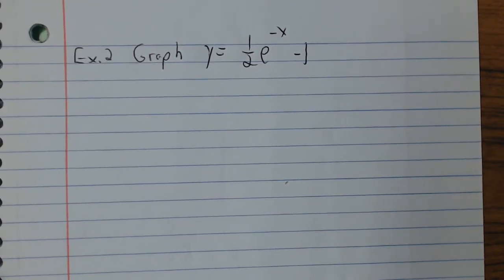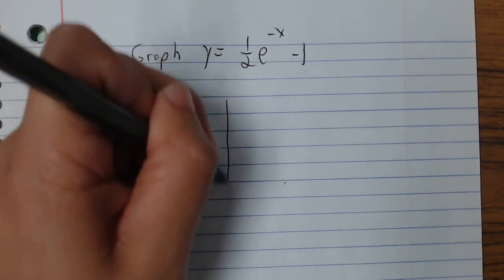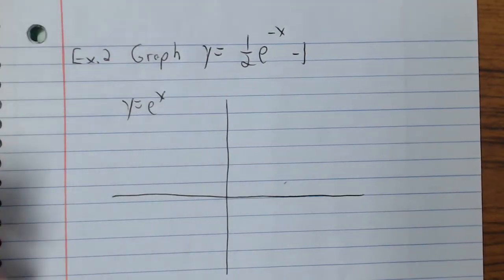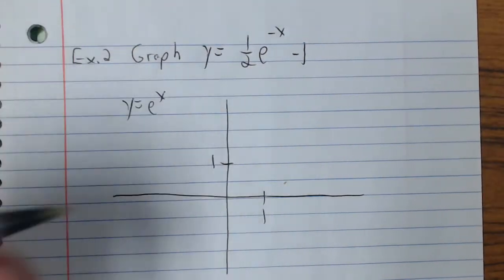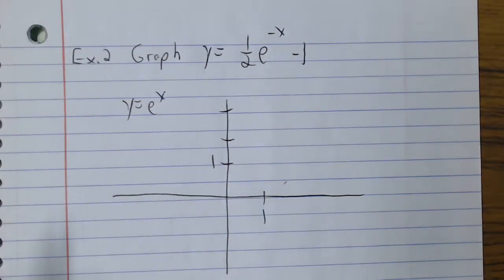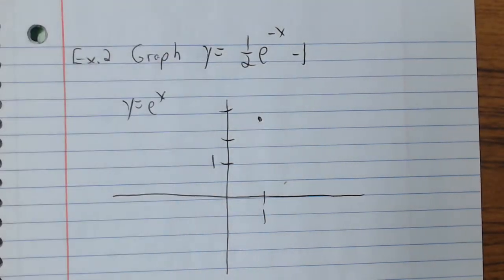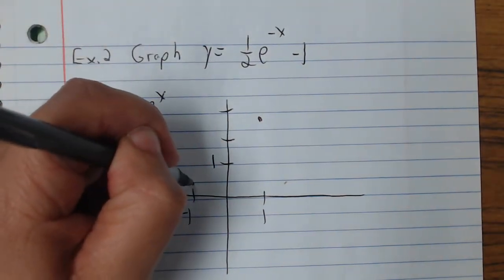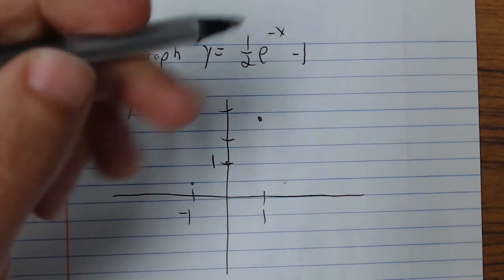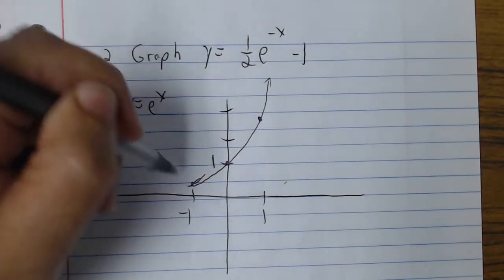So let's start off with the graph of e to the x. So the graph of e to the x, when x is 0, y will be 1. When x is 1, y will be e, so that's about 2.7. So here we'll just call that e. And when x is negative 1, it'll be 1 over 2.7. So it's about 1/3 or a little higher than that. So that's what this graph looks like.